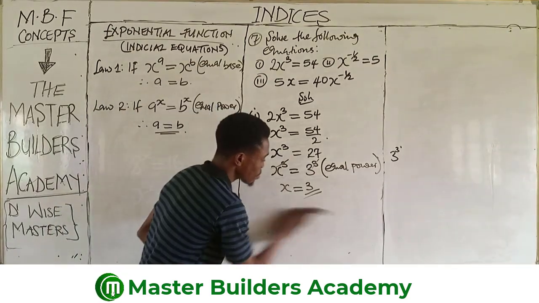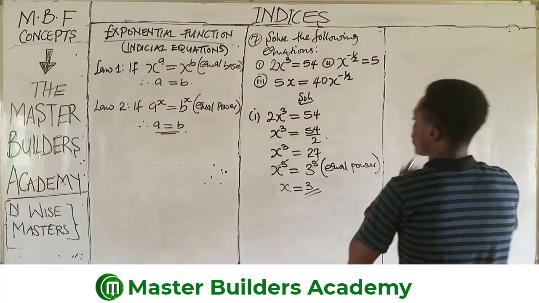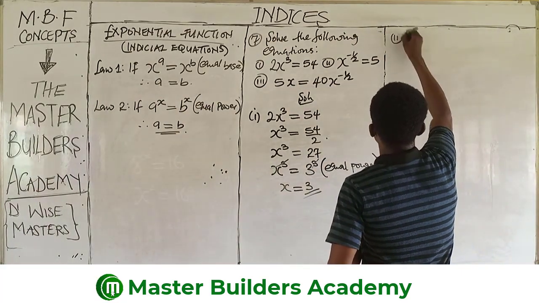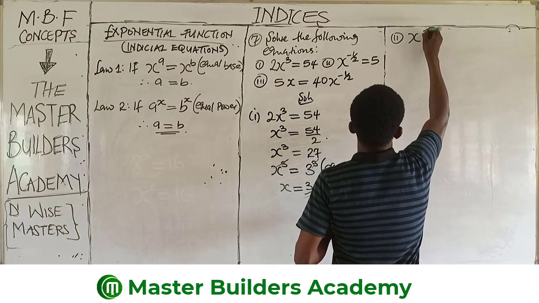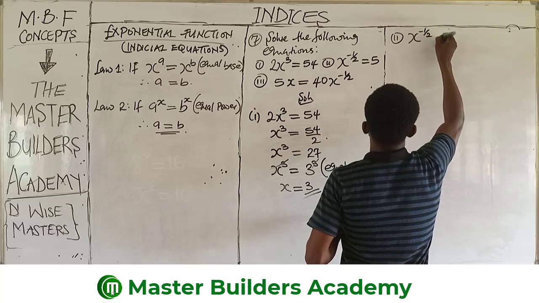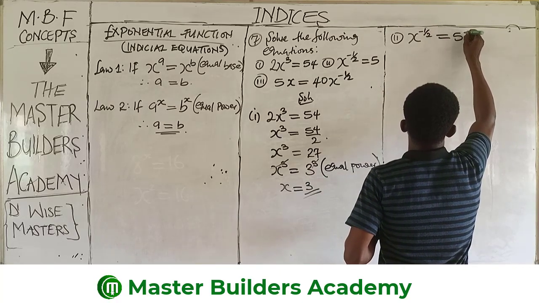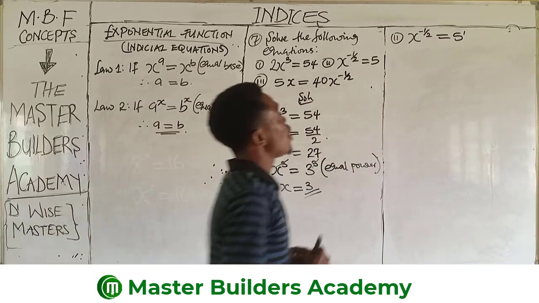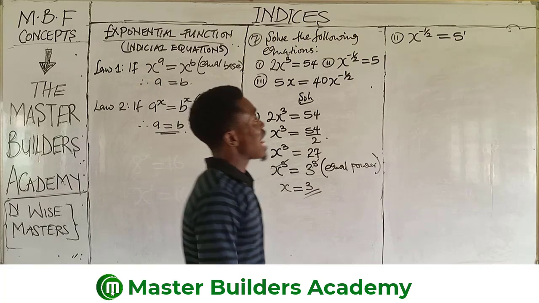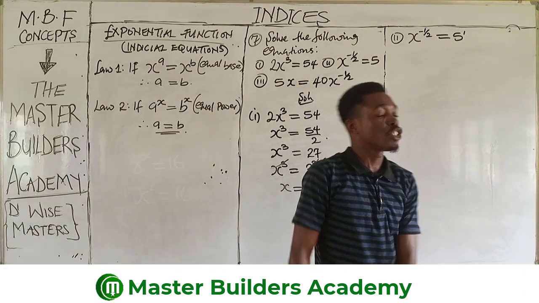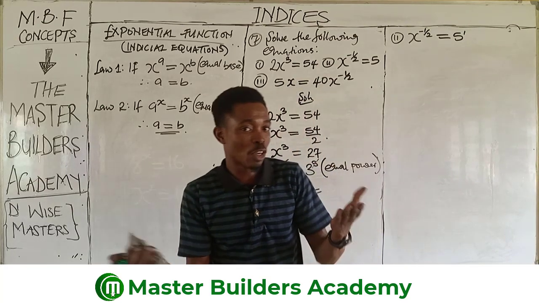Alright, now we have the next question on the board, which is question number Roman figure 2. And that Roman figure 2 happens to be what? X raised to power minus 1 over 2 is equal to 5 raised to power 1. Alright? Now, the unknown is occupied at the base. And now this is 5. There is no way we can reduce 5 to have a power of minus 1 over 2.